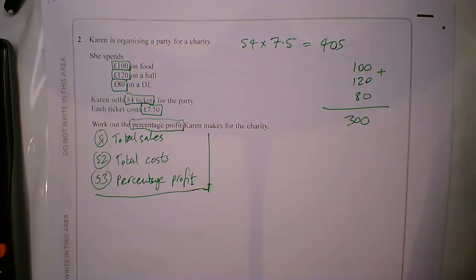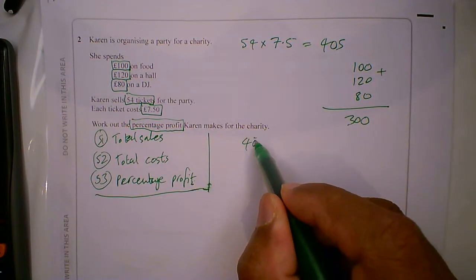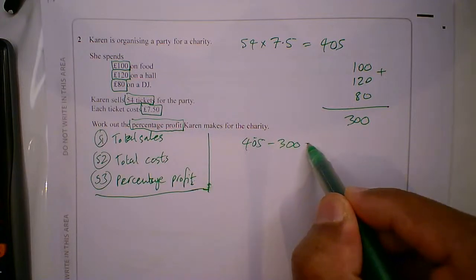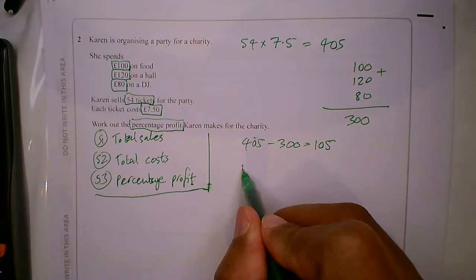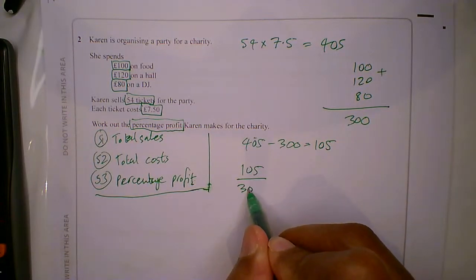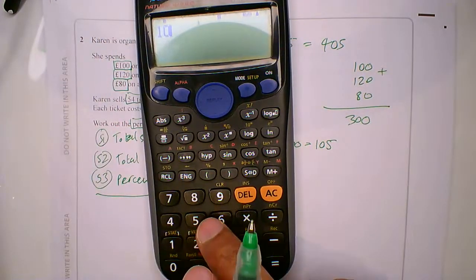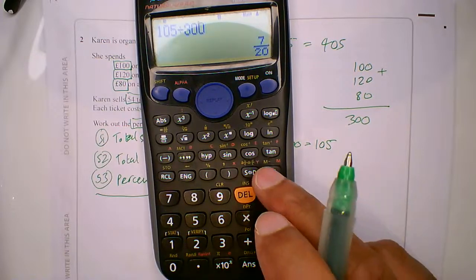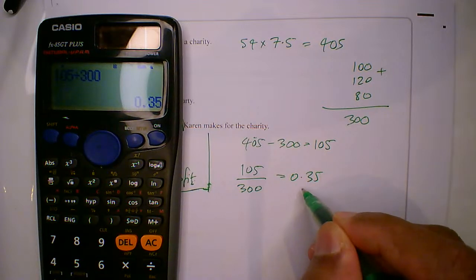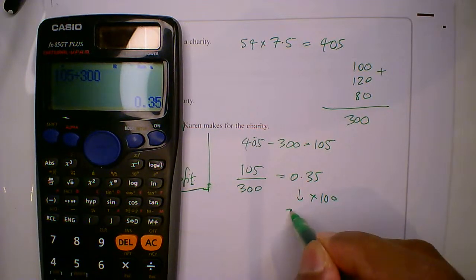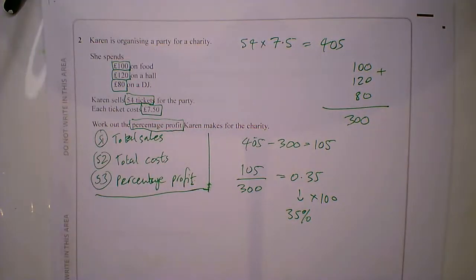And so now percentage profit. So what's her profit? 405 take away 300 gives us 105. We want it to be percentage. So it's 105 out of 300. Put that into our calculator. Equals 0.35. And so times it by 100 gives us 35%. So that is our answer, 35%.